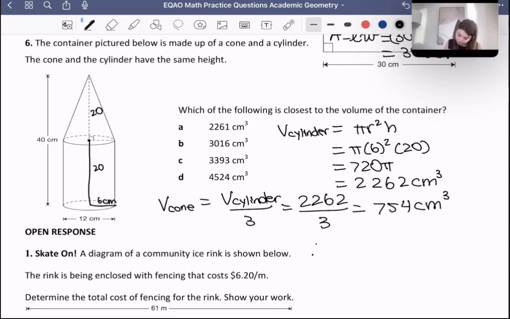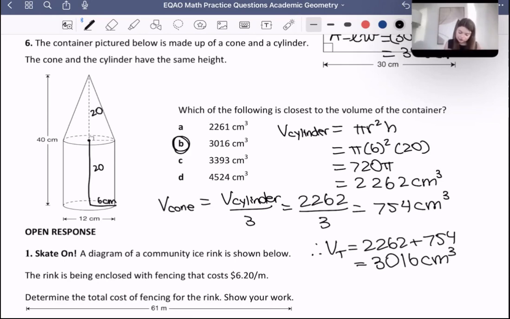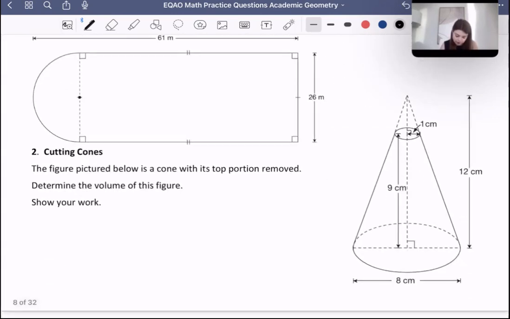So therefore, the total volume is going to be equal to 2,262 plus 754 for the full container. And that's going to be 3,016 cubic, this time it is cubic centimeters. And that is one of our answers. That is answer B. So we'll choose B. Very good. Awesome. Okay, let's move on to a couple open response questions here.